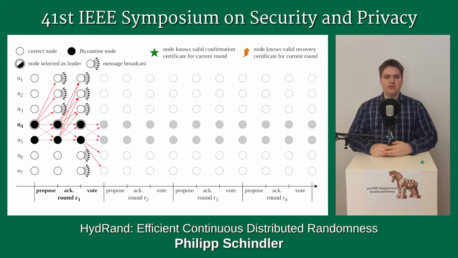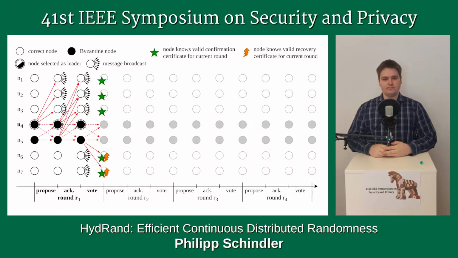However, the first 3 honest nodes nevertheless gather the required number of 2f+1 acknowledge messages and vote for confirm. Even though the views of the correct nodes are temporarily different, they produce the same random beacon output. The views automatically converge as soon as an honest node is selected as leader again. This happens after at most f+1 rounds.